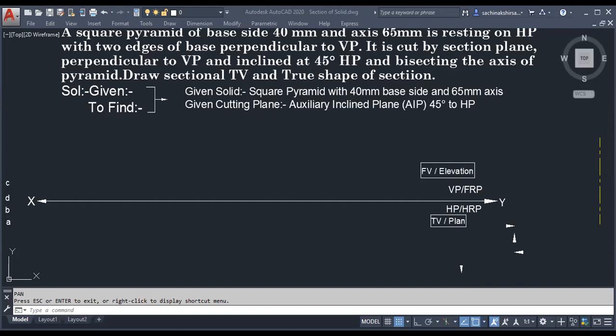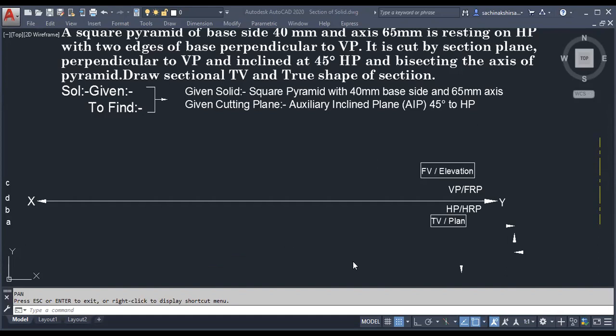So remember this simple thing, as there may be confusion once you go further. AIP: I stands for inclined, and that inclined property is related to HP. The long form of AIP is auxiliary inclined plane. Similarly AVP: remember the middle word, vertical. What will be the property of a vertical plane related to HP? Whether it will be inclined or perpendicular.